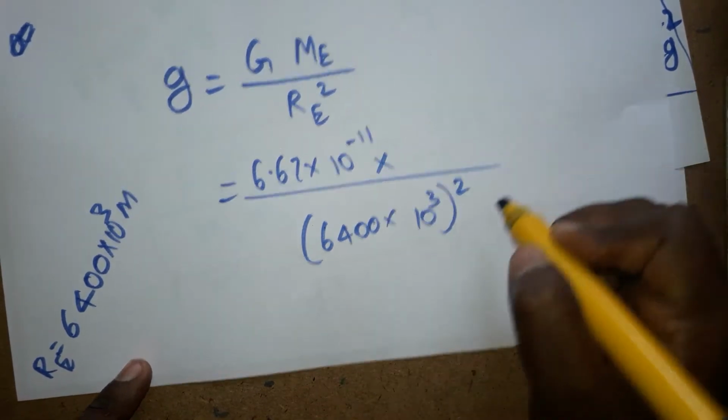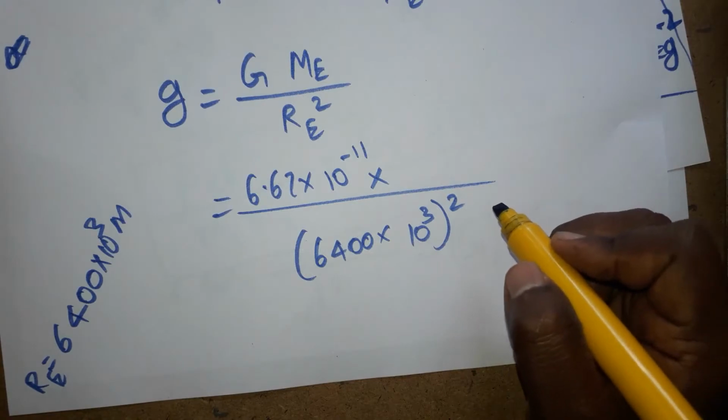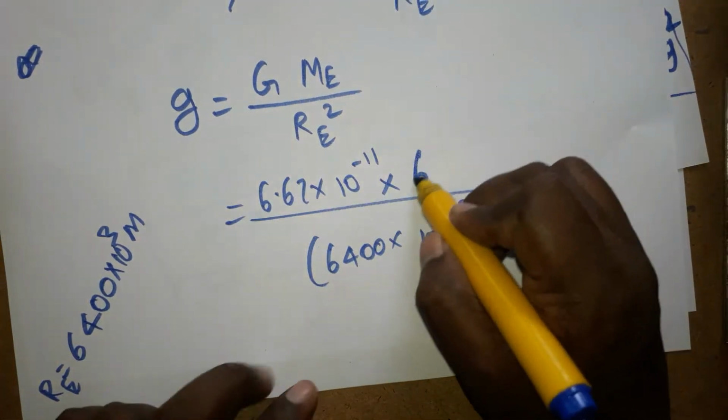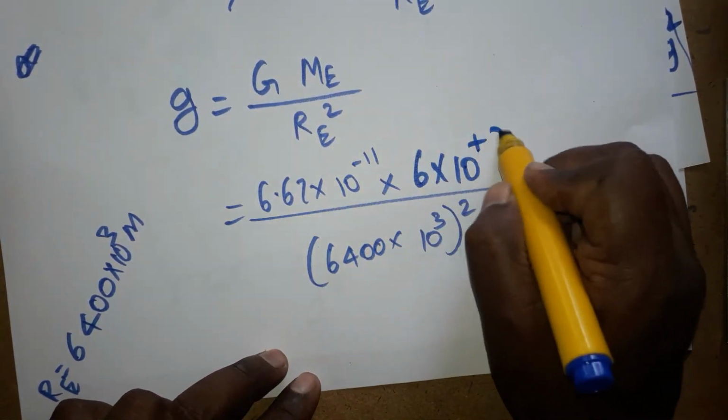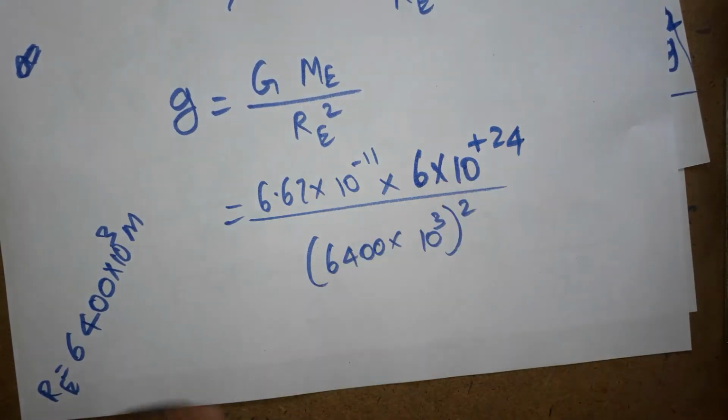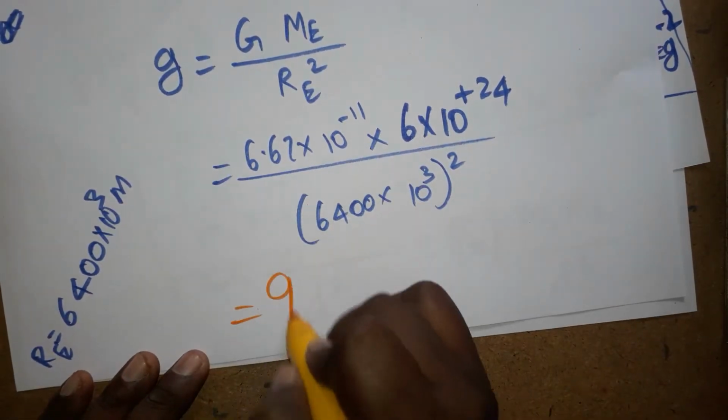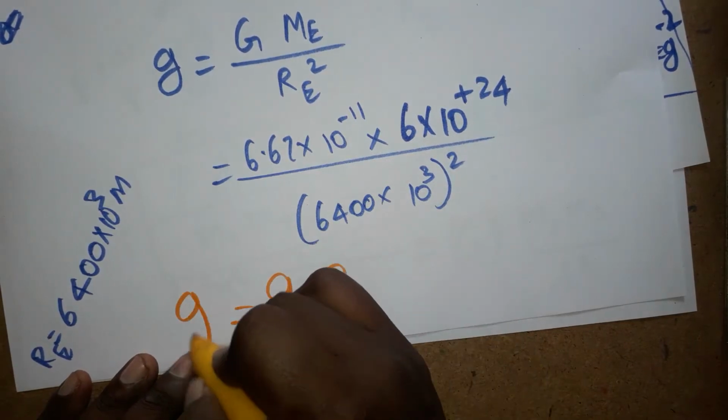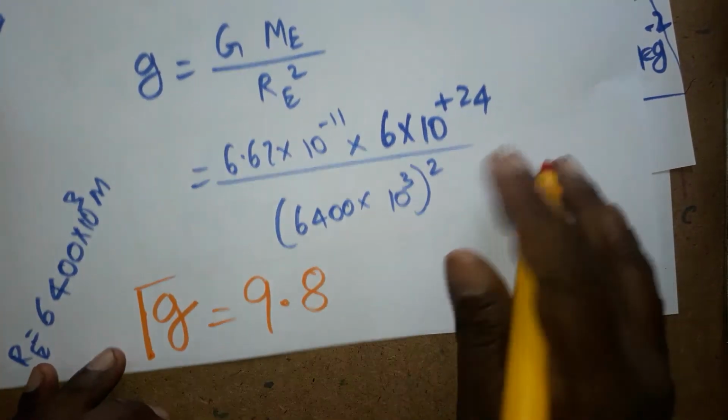It is the mass of the earth, that also we know. Okay, mass of the earth is 6 into 10 power plus 24 kg. Overall this calculation, we are going to get a very simple value. It is 9.8 g. Okay, g is acceleration due to gravity.